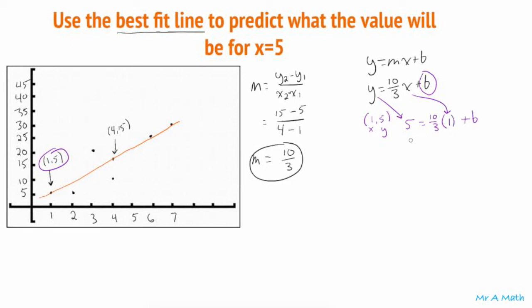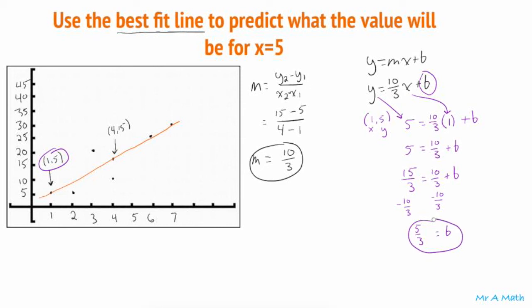Now I can solve for b. So this is 5 equals 10 over 3 plus b. Now I just have to subtract this across. So if I rewrite 5 as 15 thirds equals 10 thirds plus b, and if I subtract 10 thirds from both sides, I get b equals 5 thirds.